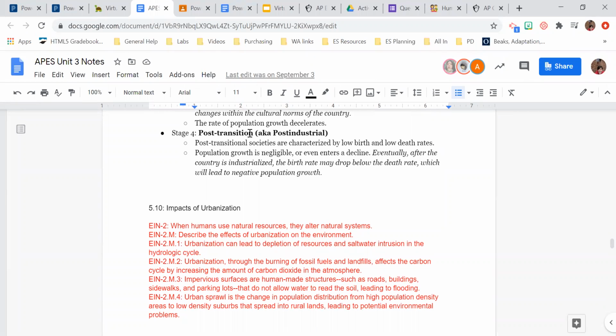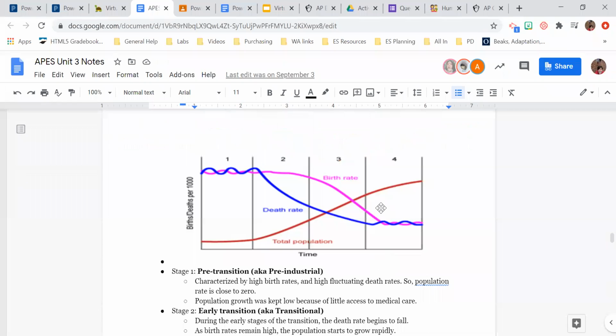All right, last one we're going to call post-industrial or post-transitional, and I'm going to just pop back up here. So what you can see is that total population size has grown, but as we leave stage 3 and enter stage 4, we're going to start to see it level off, because the birth rate will get low and be about the death rate. Now that kids are no longer a benefit economically, they're more of a drain on economic resources.